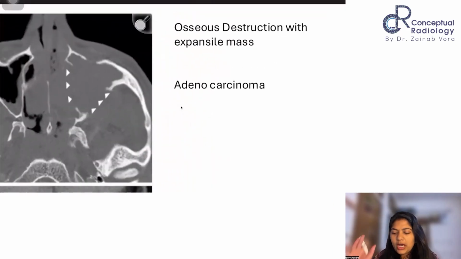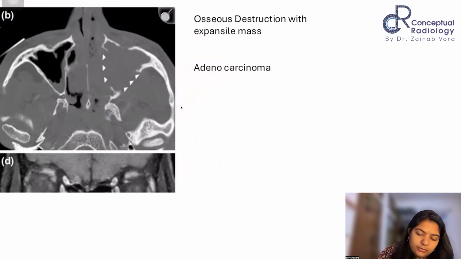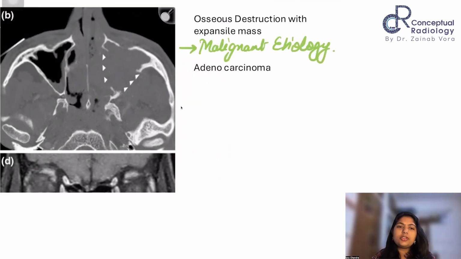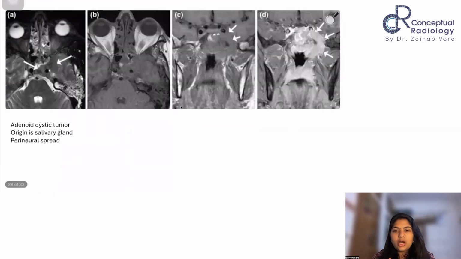So whenever you have this osseous destruction with an expansile mass which is enhancing, you can think of an adenocarcinoma. I would rather say that you should put in first a malignant etiology. Then you may or may not give differentials of such histopathological diagnosis. There's no need. Next, if you look at another case, so till now, both these cases are clear, papilloma and an adenocarcinoma.